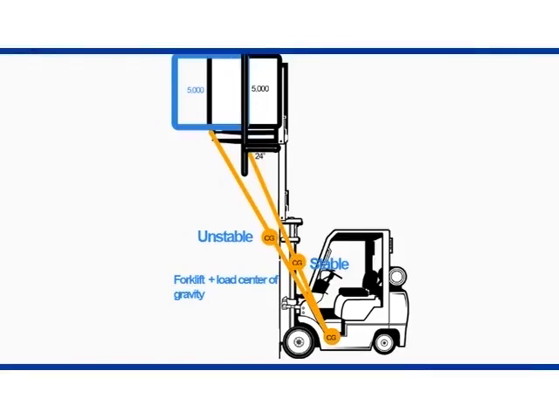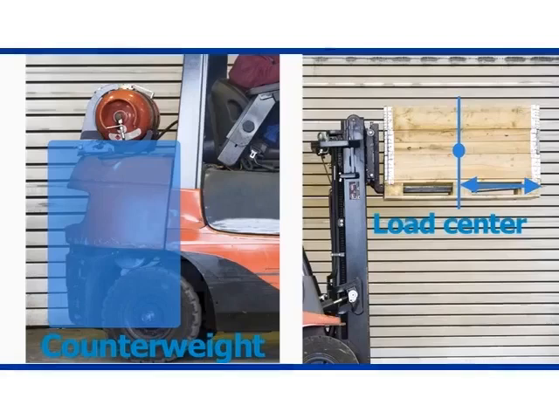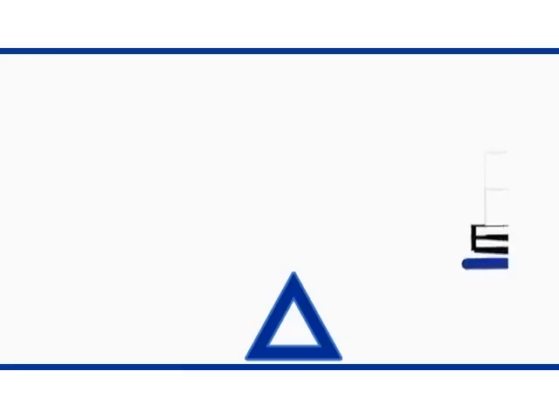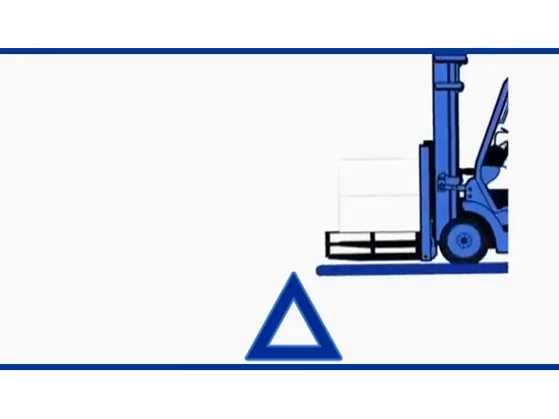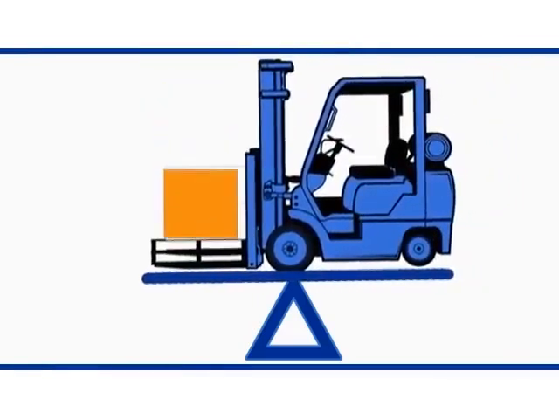A powered industrial truck's stability is influenced by several factors, including, but not limited to, its wheelbase, track, height, and the location of its counterweight. The load center influences stability as well. An easy way to explain longitudinal stability is to use the seesaw or teeter-totter example. Imagine your powered industrial truck as a teeter-totter with wheels.